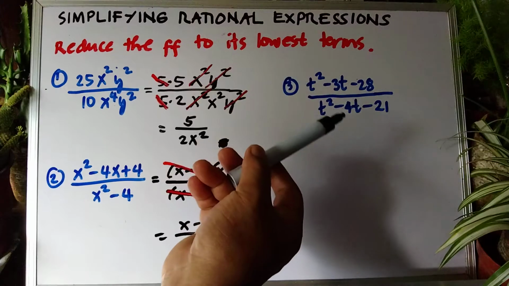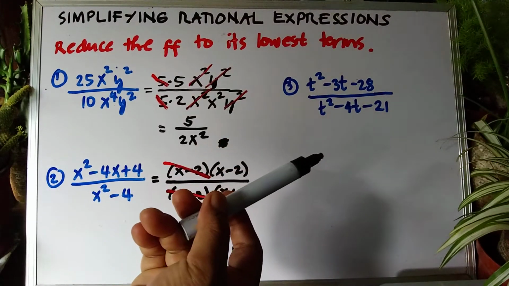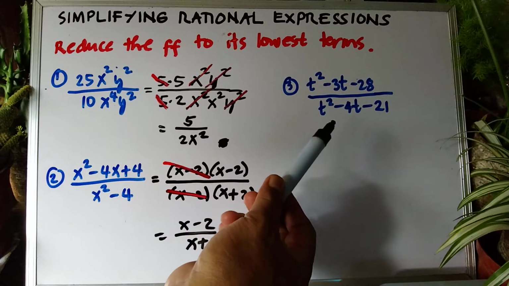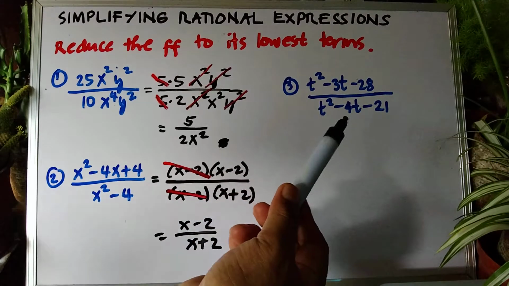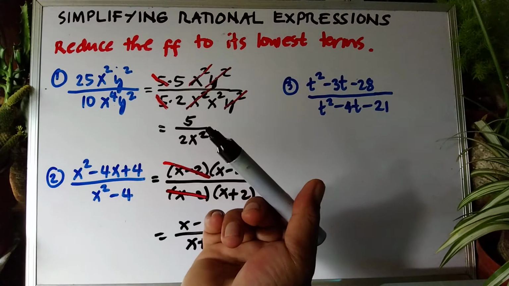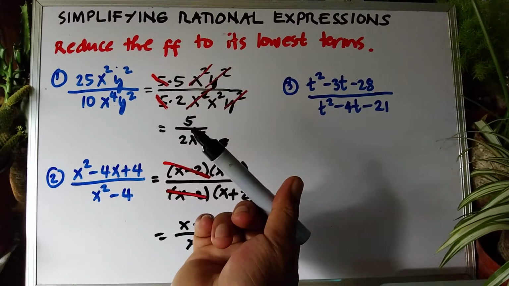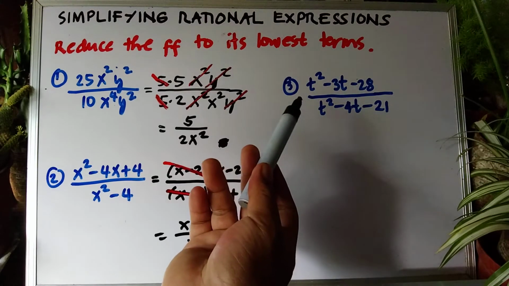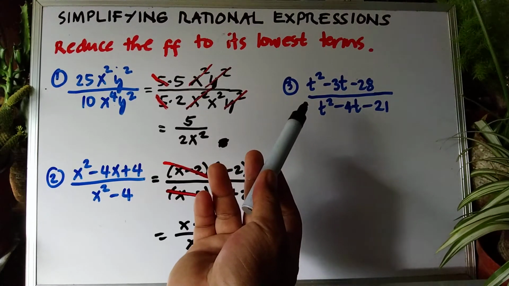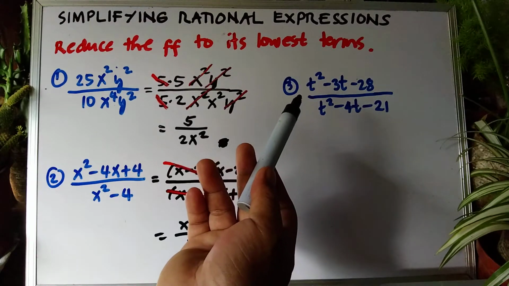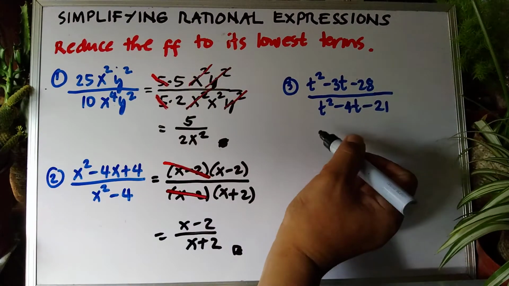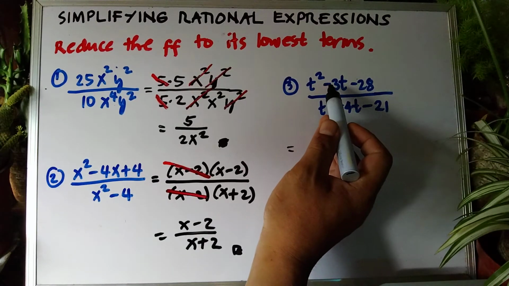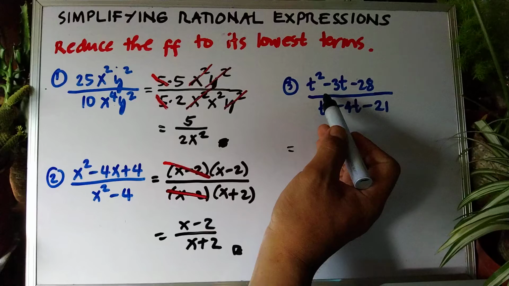Again, it's a trinomial. So what are we going to do? We need to factor the numerator and then the denominator. Okay? So magamit natin yung na-learn natin in factoring. Okay? Kuha niyo? So, number 3 is an example of general quadratic trinomial or the trial and error method. Okay? So, let's solve this. Let's factor the numerator using the trial and error method.